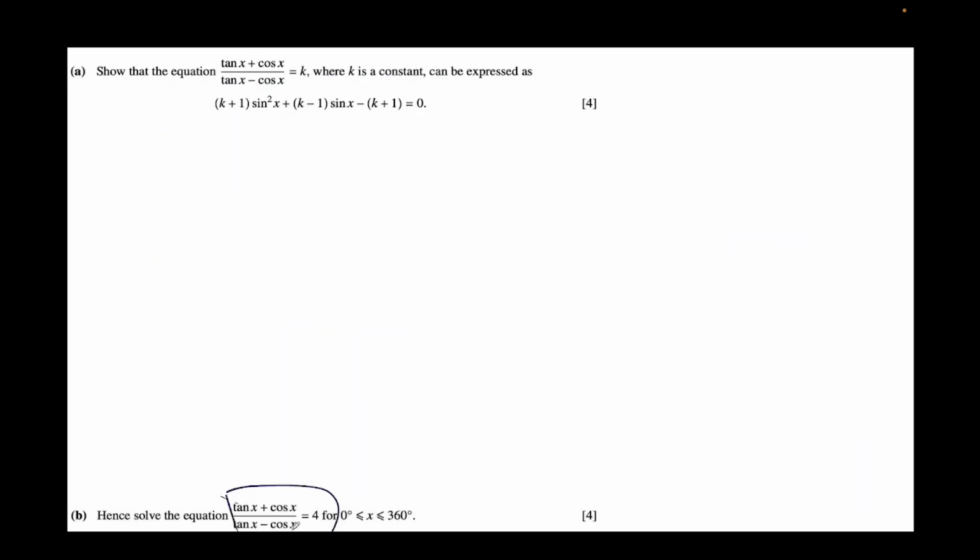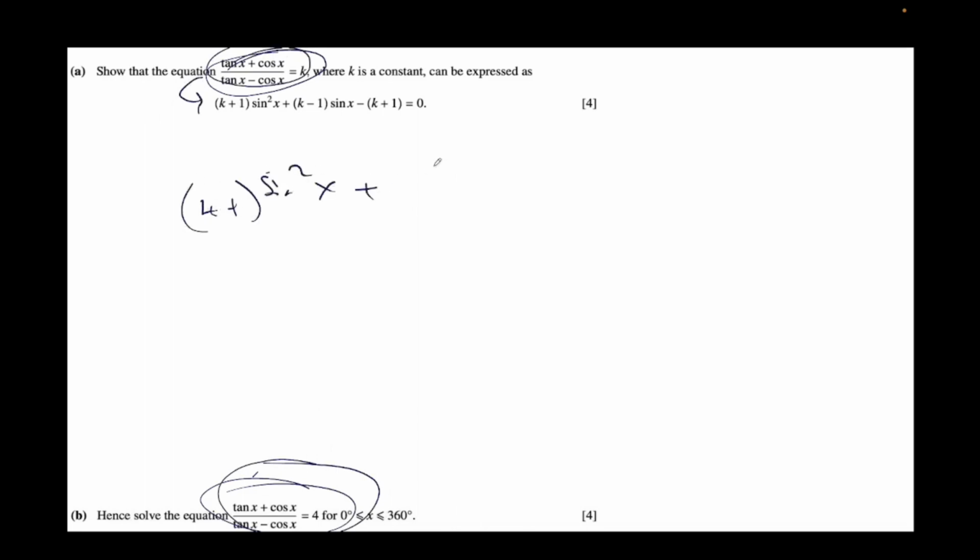Hence, solve this. This is where common sense tells you, hey, this thing equals 4 is the same thing as doing that equals 4, isn't it? See what I mean? Now, what I mean is, look at this. This thing equals k is the exact same thing as this, is my point. If this became this, doesn't that mean this will become 4 plus 1, bracket sine squared x, plus 4 minus 1 sine x, minus 4 plus 1 equals 0?